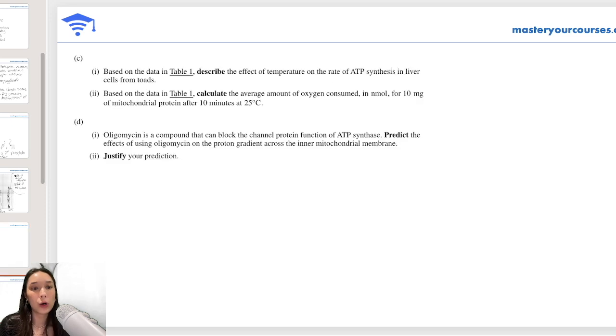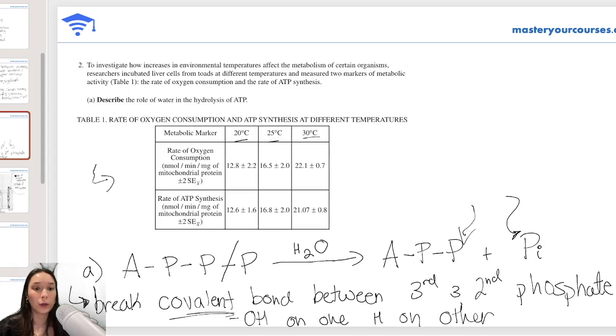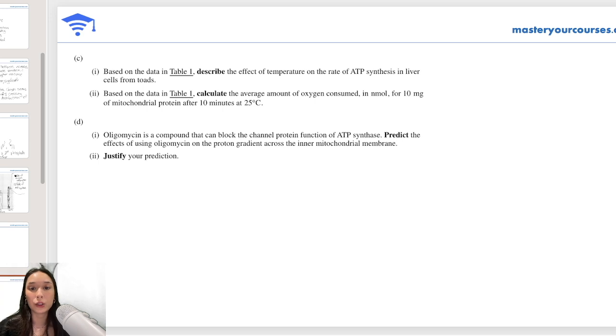Okay, so the next part says for C part 1, describe, based on the data in table 1, the effect of temperature on the rate of ATP synthesis in liver cells from toads. Okay, let's go back to this bigger one. So you're looking at temperature and ATP synthesis, so temperature on the rate of ATP synthesis.